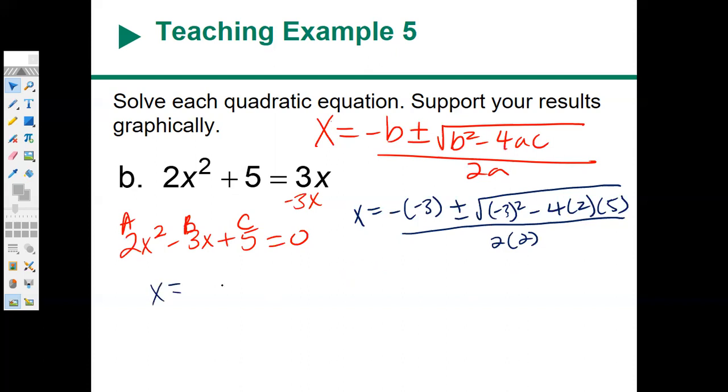So x equals, a negative times a negative is a positive. So we have 3 plus or minus. What is negative 3 squared? 9. What is negative 4 times 2? And negative 8 times 5? Negative 40.